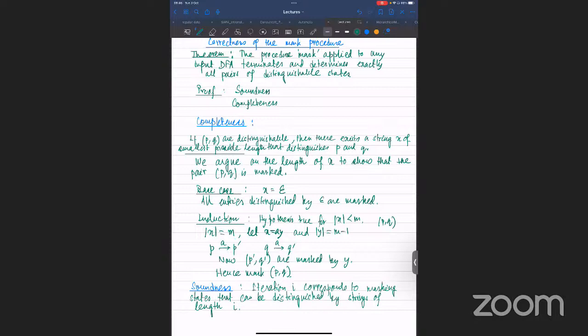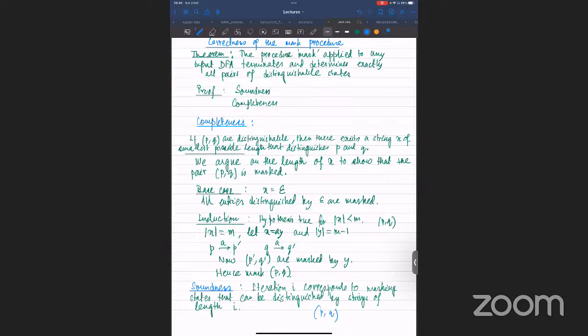So in the soundness, what are we saying? Initially, at iteration 0, it marks all those pairs of states which can be distinguished by epsilon. If you recall, what does it do? Suppose you have p comma q, it marks them if one of them belongs to the final states and the other one is not a final state. So it marks all those pairs of states which are distinguished by epsilon.